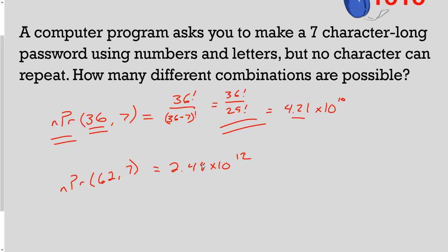Now this number is smaller. However, the exponent is 2 numbers bigger. So this is a 4 with 10 decimal places after it. This is a 2 with 12. So this is over 100 times bigger than the one above it. Okay, so it's definitely going to matter whether or not we allow those capital letters.